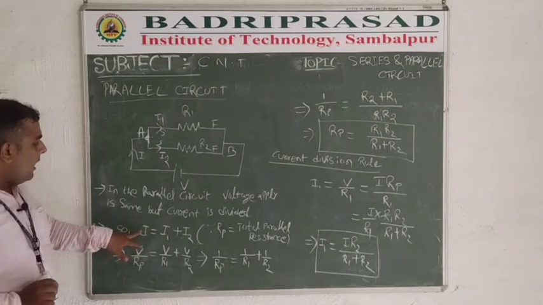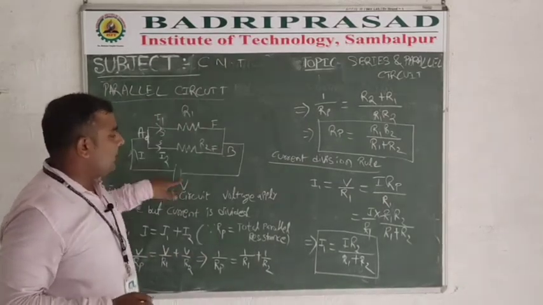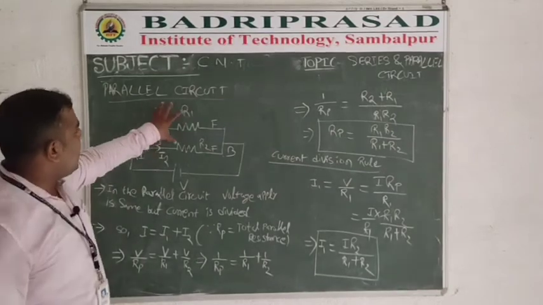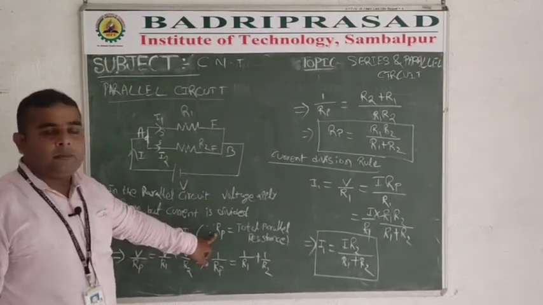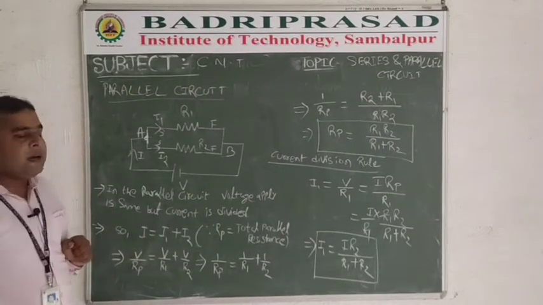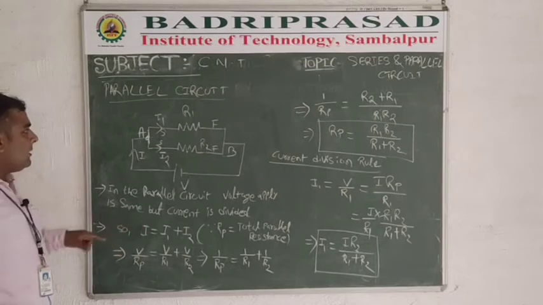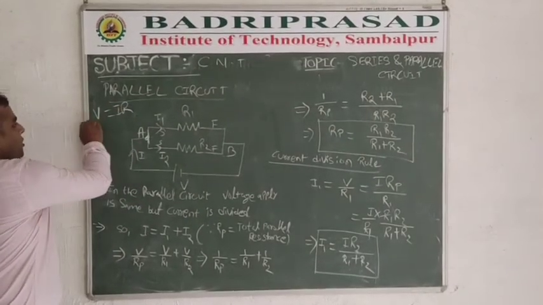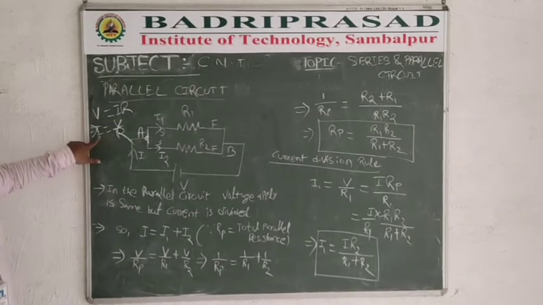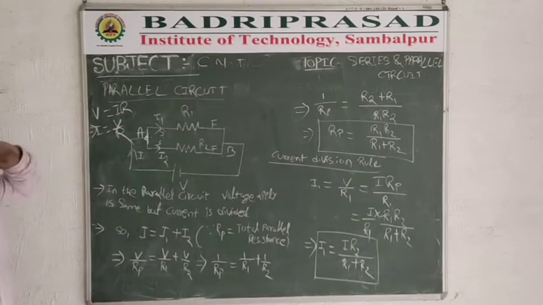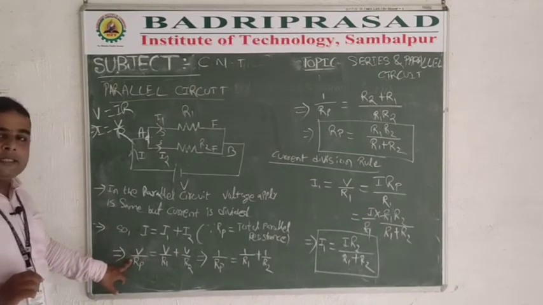So in place of I, we can write I1 plus I2. Let RP be the total parallel resistance reflected across the circuit. Whatever resistance is seen across the circuit will be represented by RP, that is the total parallel resistance. In place of I, according to Ohm's law, we know that V equals IR, so I equals V by R. So in place of I, we can write the total voltage V divided by the total resistance RP.